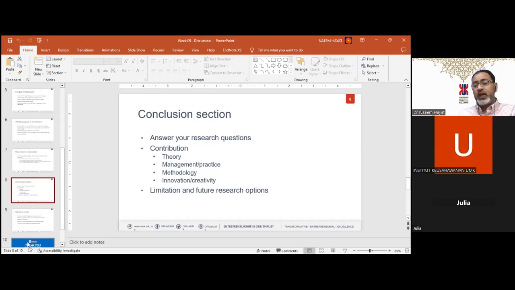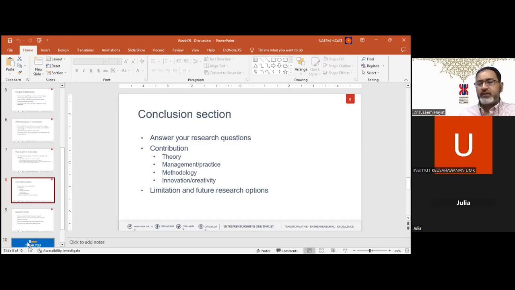So the things that we need to add in the conclusion section: answer your research question. It means whatever research objective, aim, or research question we proposed in the introduction section, we must answer. If you have a question, answer the question. If you have an objective, tell how these objectives are met. And if you have a research aim, tell how the aim of the study is achieved. So we must answer our research question, research aim, or research objective.